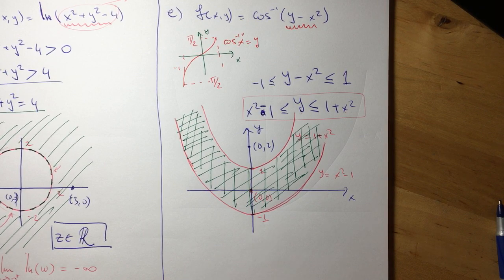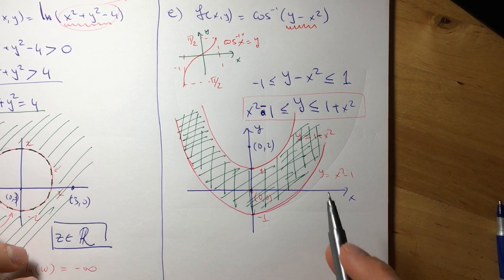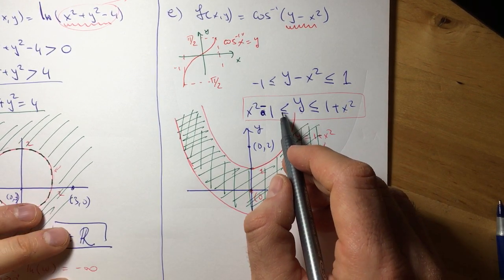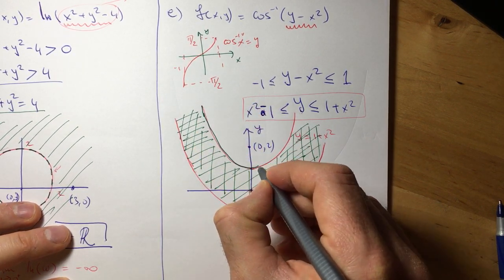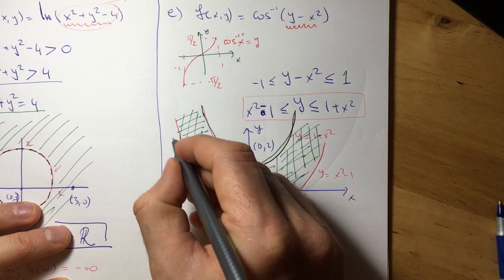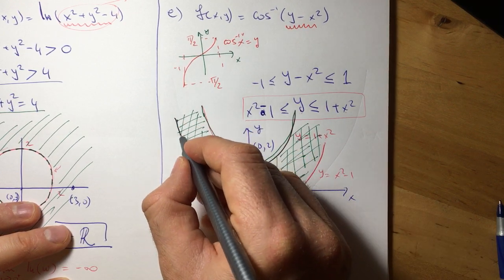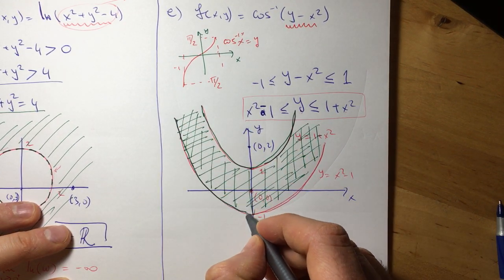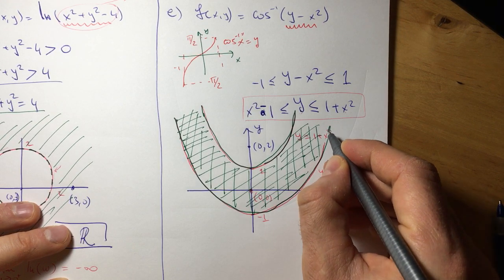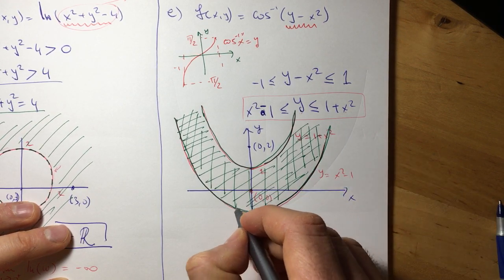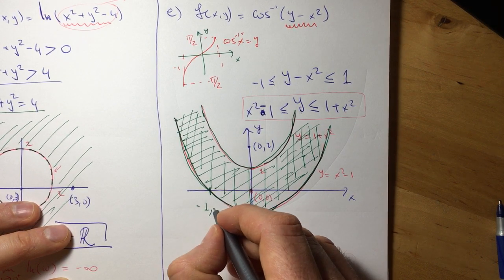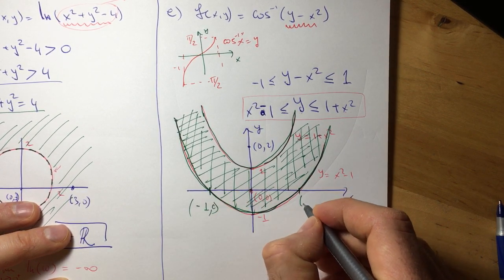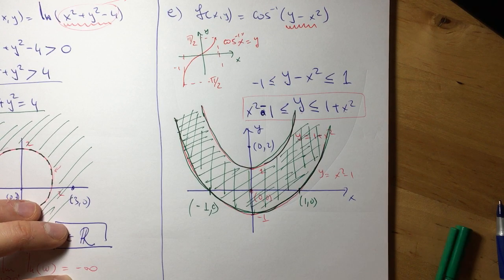Okay, and again, at the end, just make sure whether this is a strict inequality or not. So in our case, the boundary is also going to be part of the domain. All of these points are also going to be part of the domain. This is the point -1 and 0, and this is the point 1 and 0.